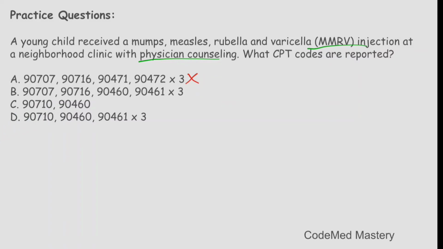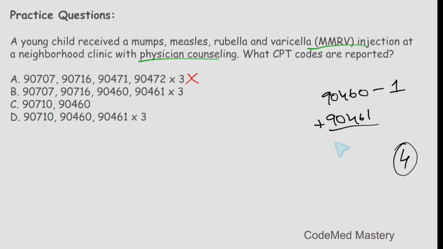So we studied in the guidelines that while using the codes 90460 and 90461, we have to use 90460 for the first component and for the remaining components we should use the code 90461. That is the add-on code, right? So here in the question, it is measles, mumps, rubella and varicella. So there are 4 components. Okay, but you can see in option C they have mentioned only 90460. So that is wrong. We'll eliminate option C. We are left with option B and option D.